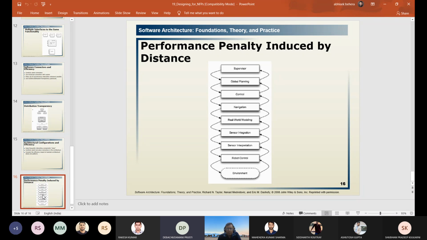The supervisor, the global planning, their control, their navigation, their real world. If there will not be a proper distance in between them, we have to give a penalty for it. So there should be a proper distance. Otherwise, the penalty will be induced by the distance. The supervisor, their global planning, the control, the navigation, the real world modeling, sensor integration, sensor interpretation, robot control, and at the end we have the environment.